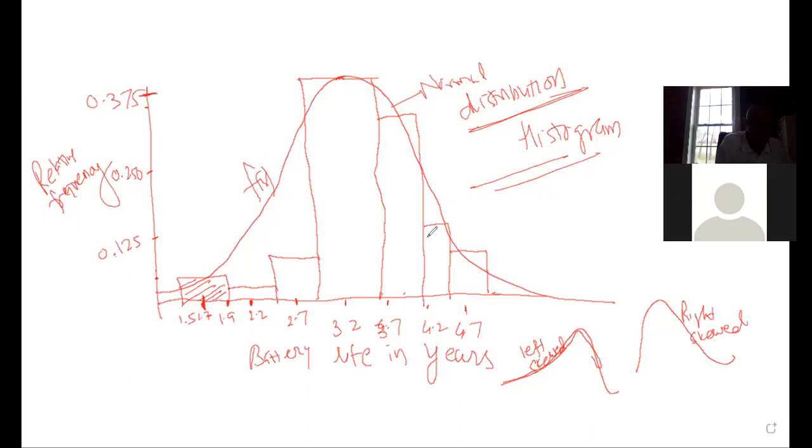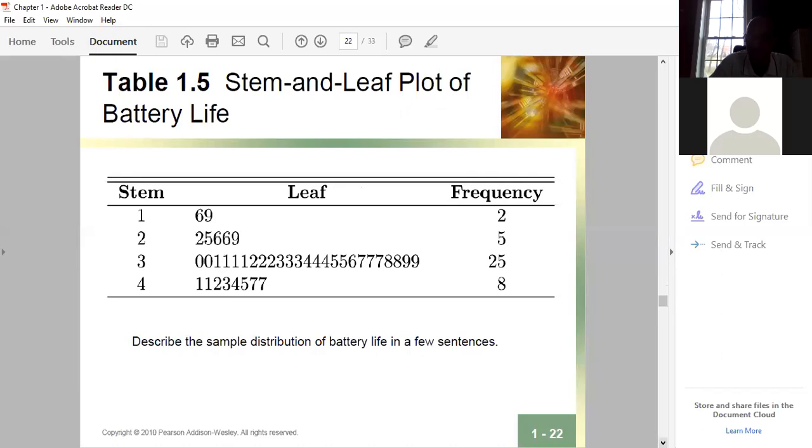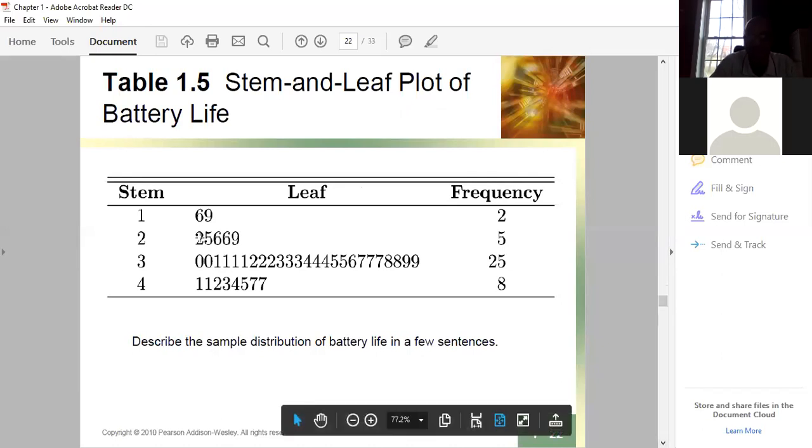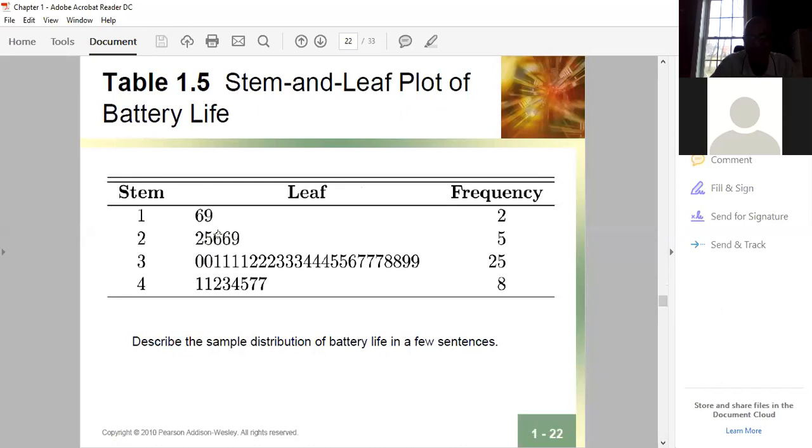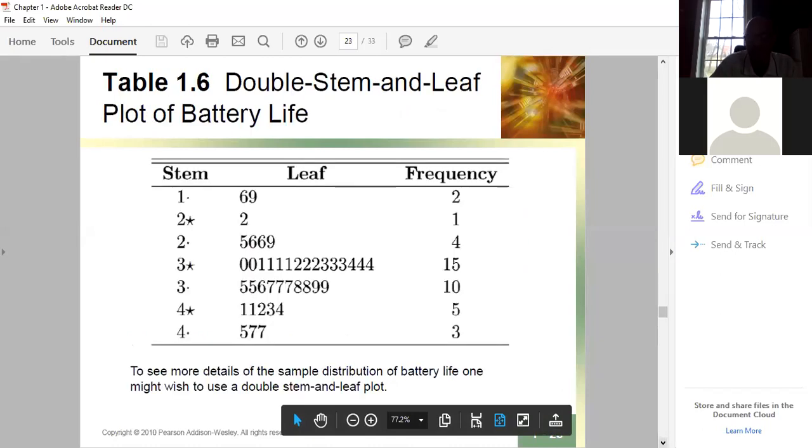Let me just go back again to my slides and go through everything I taught you in our presentation. Look at here, guys. This is the battery life. This is the stem plot, one stem plot. Then after, I divided this: two to five, two star means up to 1 to 5 with a star, and the rest of the things, 0.6 and so on, that is with two, same here. So this is the stem and leaf plot, the double stem and leaf plot. That's what I explained to you.